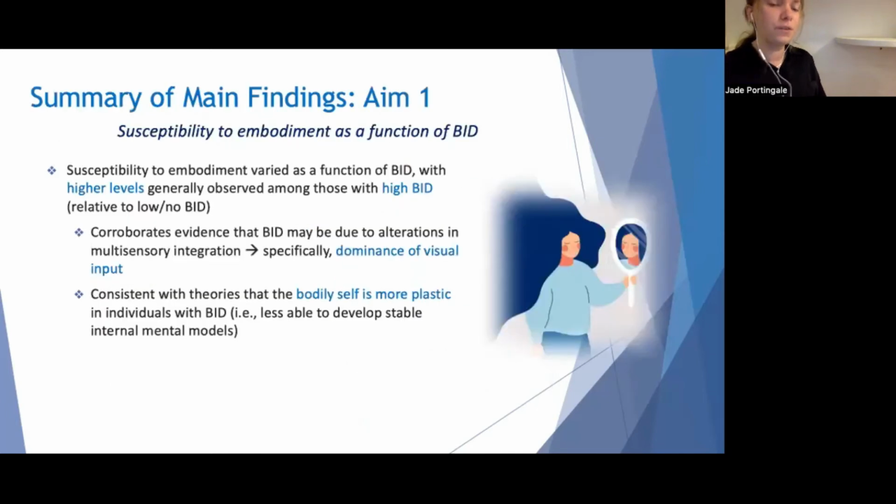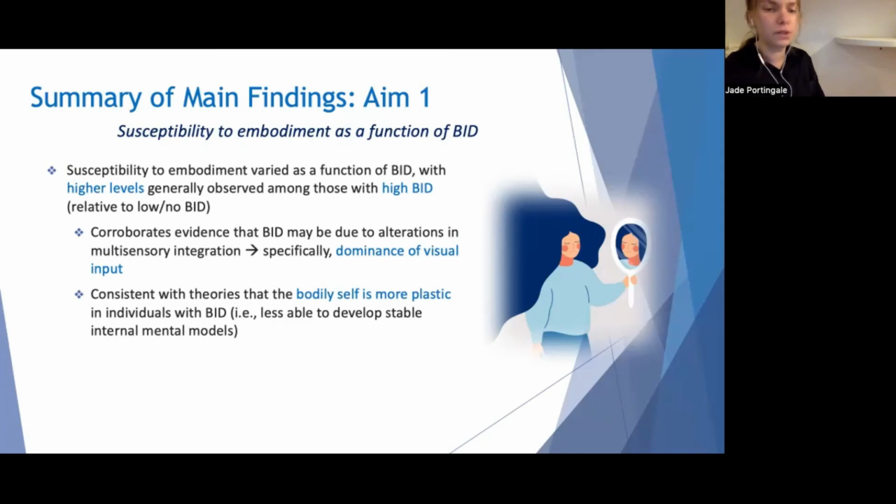Regarding AIM1, overall systematic review findings showed that susceptibility to embodiment varied as a function of body image disturbance, with higher levels generally observed among those with high relative to low or no body image disturbance. Although the heterogeneity of the observed effects prompts cautious interpretation, this finding nonetheless corroborates increasing evidence that body image disturbance may be due to alterations in multisensory integration. This is likely the result of visual input being more dominant in individuals with these disturbances during multisensory integration, and this might be due to impairments involving other sensory modalities.